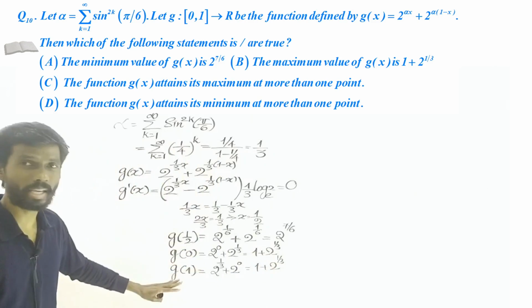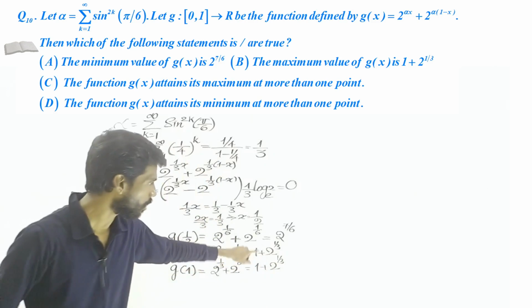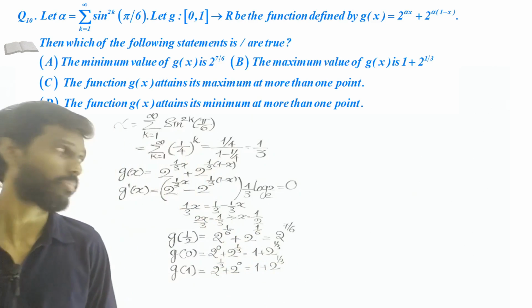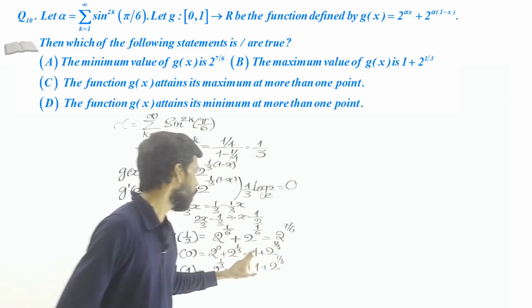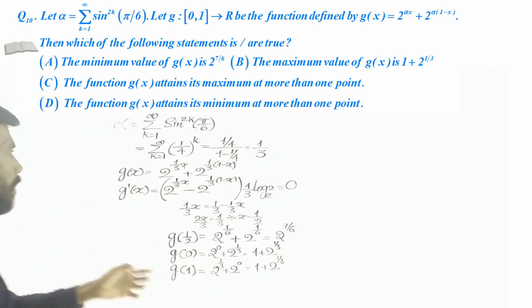Now we've got these two same values, right? So among these two values, whichever is maximum, that is the maximum value of the function. Okay, you tell me which is maximum. 2 to the power 1 by 3, 1 plus this thing. So which is the maximum value among these two?